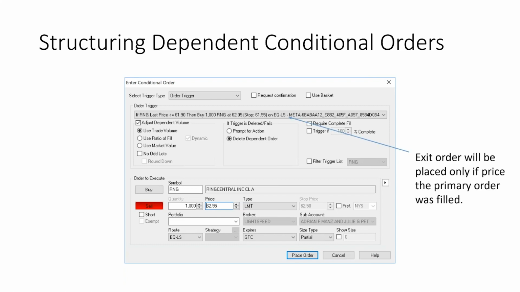I say I'm only going to have an exit order if the first order was filled, and then I have to tell it manually that I want it to trade only the number of shares that I got into going in. I'm telling it now, adjust the dependent volume. If I didn't get 1,000 shares, if I got filled 575 shares, make sure you adjust the dependent volume for the fill and then get me out of the trade with the same number that I got in. And in this case, this is going to be my profit target, which is a limit order.